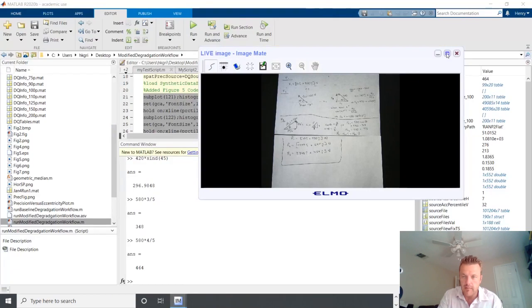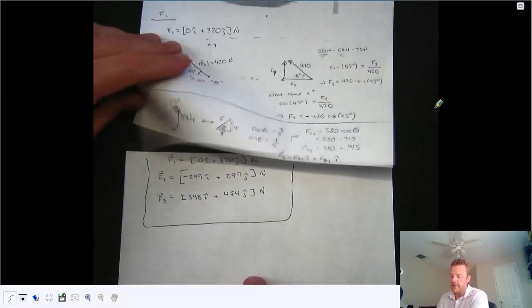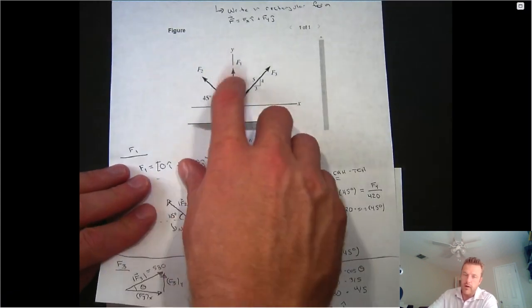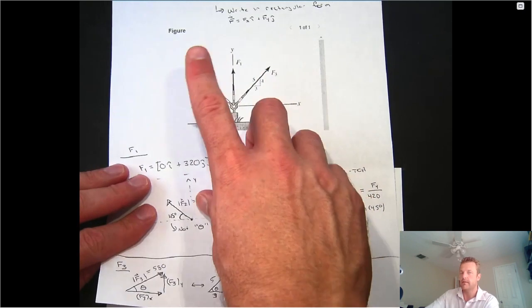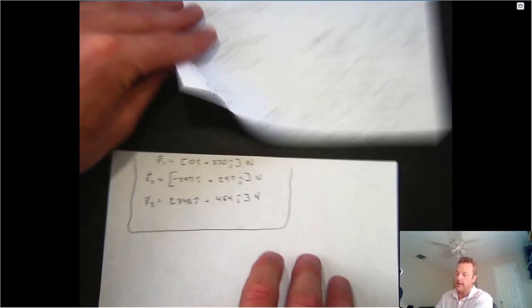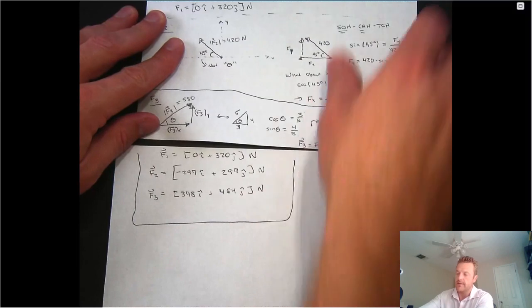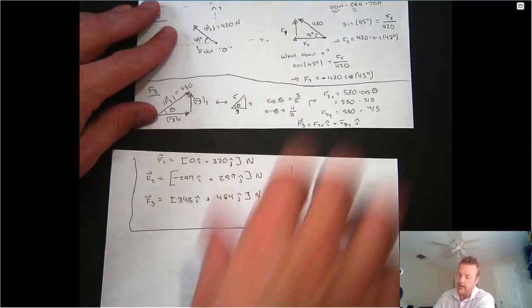And I will show you back on the camera. Do a sanity check always. Look at them and make sure that they reflect the actual drawing. F1 should be positive y, no x component; F3 positive x, positive y; F2 negative x, positive y. And we do have those answers reflected in our results.